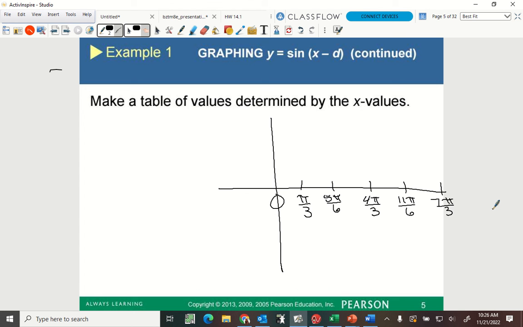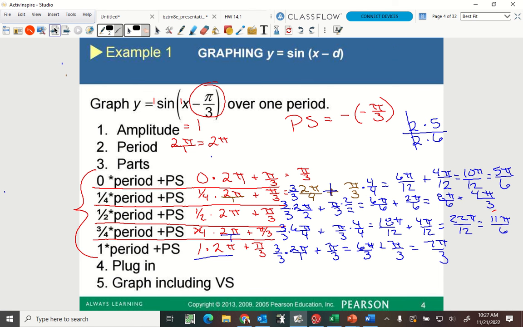Now, the next thing we did is amplitude, right? So right now the amplitude goes up to 1 and down to -1 because the amplitude's 1. Since it's a wave, it goes up 1 and down 1 from where I'm starting at. So we're going to do the plug-in. So my plug-in is going to look like, so I have sine of x minus pi over 3.